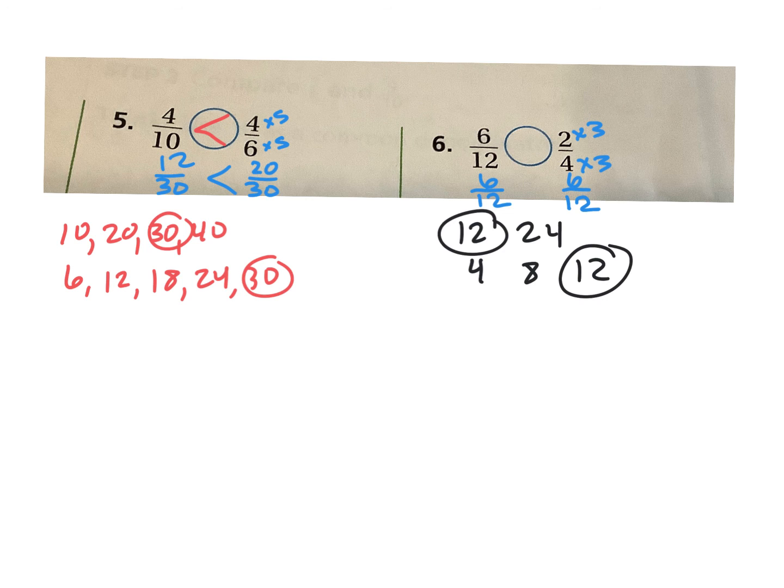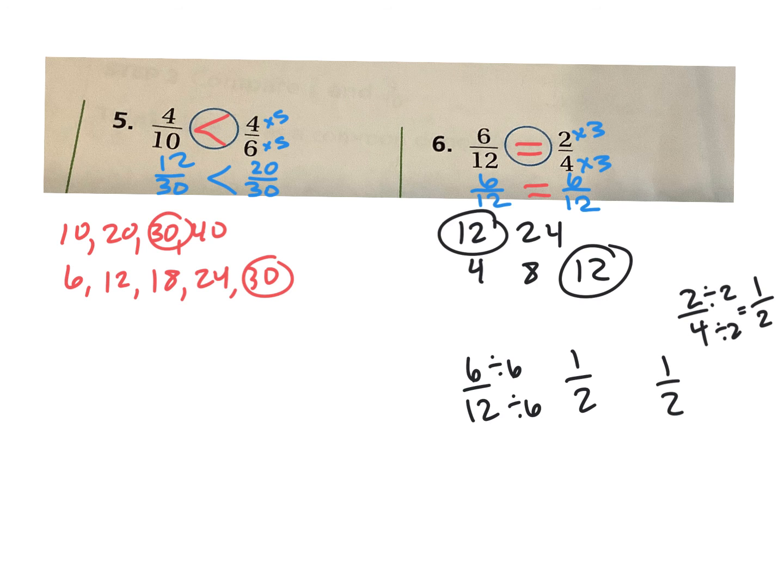So these are equal. If I'd reduced these, remember simplifying fractions, 6 twelfths, I know that this can divide by 6, and so can that, equally. 6 divided by 6 is 1, 12 divided by 6 is 2. And if I'd reduced 2 fourths, both of those divide evenly by 2, and 2 divided by 2 is 1, 4 divided by 2 is 2, and 1/2. So there's all kinds of ways, once you start really getting comfortable with the fractions, to see where those numbers are at. With practice, you'll get it.